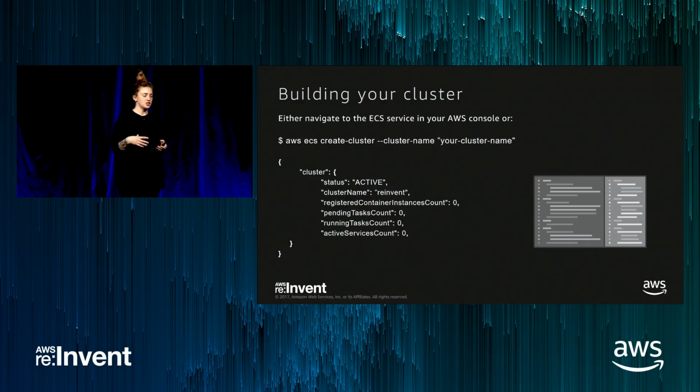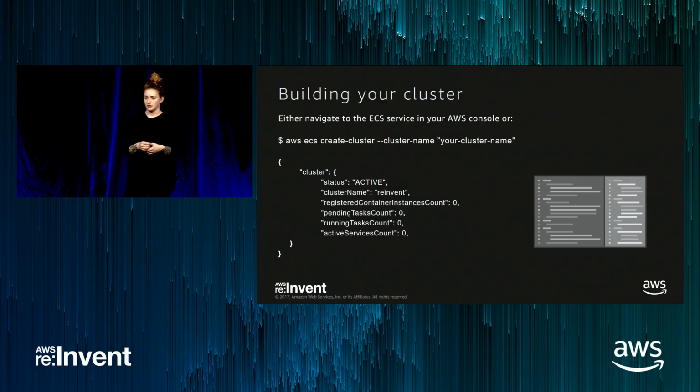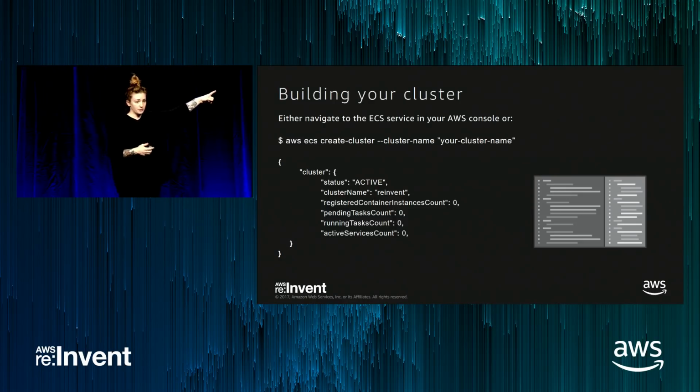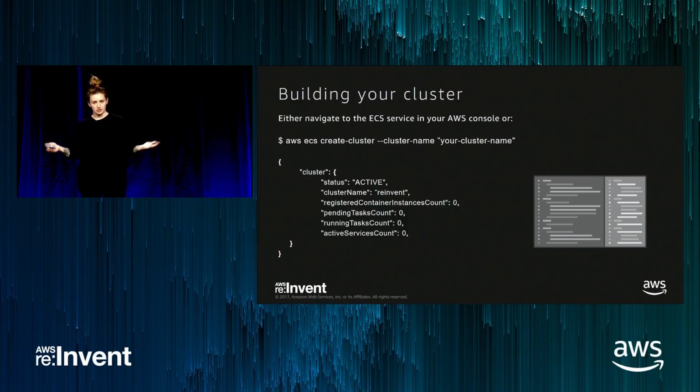So if I want to just get my cluster started, I can call create cluster. I give it a name. Since I'm creating it, it's going to return a bunch of information for me, but none of that information is really helpful other than it worked and it created a cluster. But there's nothing in it. But you can see where a lot of things will be important later, right? So I see my cluster name. I see that I have no instances running on it. I have pending tasks, 0. Running tasks, 0. Active services, also 0.